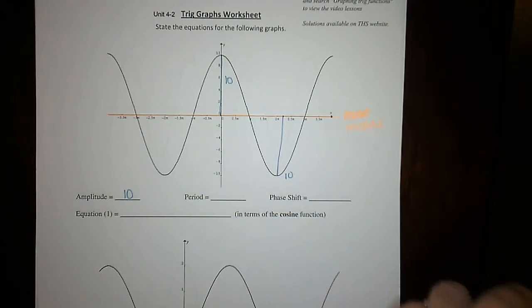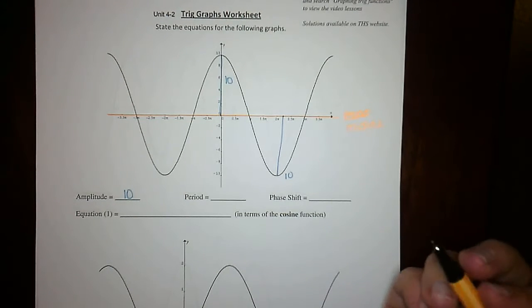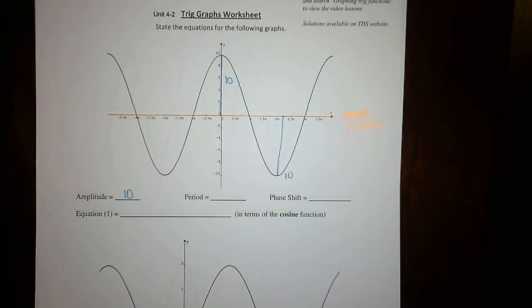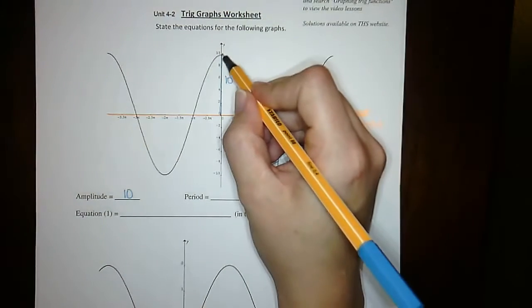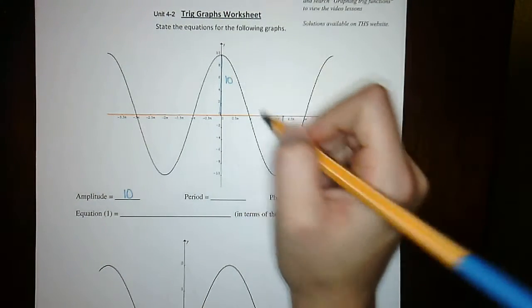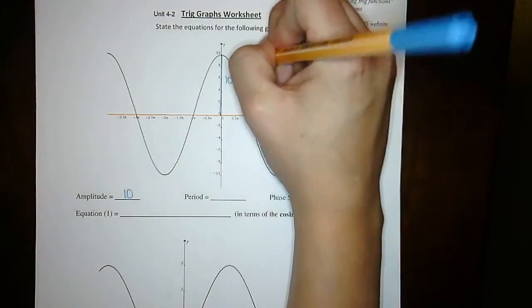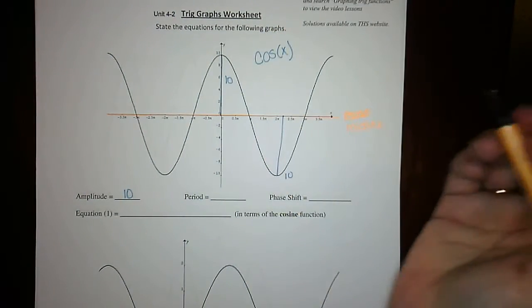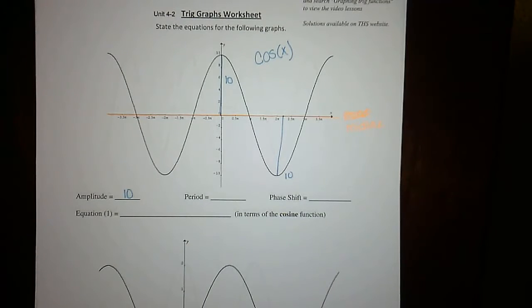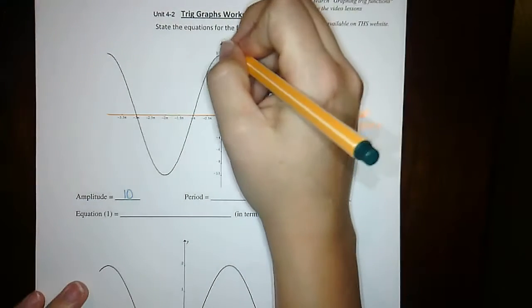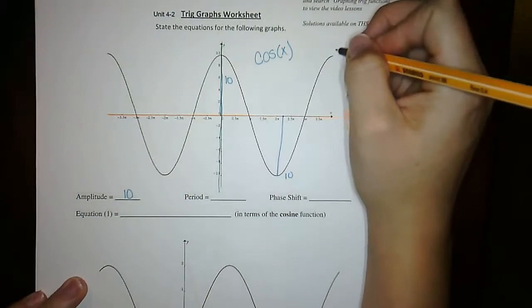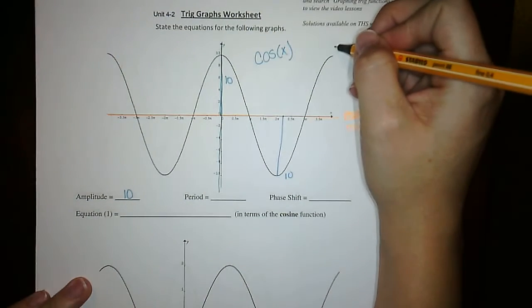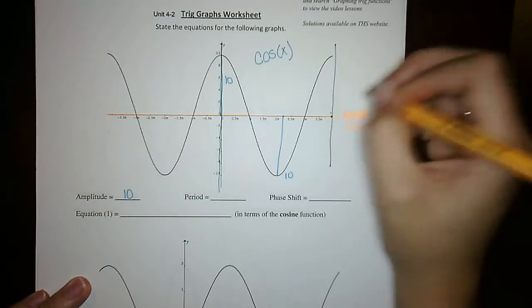Your period is start to finish. And so first it's figuring out, well, what kind of function is this? Well, I see it starts all the way at the top, comes down. So this is a cosine function. So I need to find start to finish. For this one, it starts here at 0 and it ends all the way here, which is 4 pi.